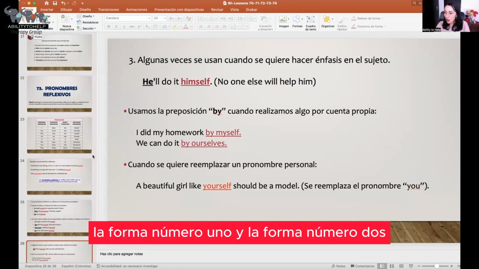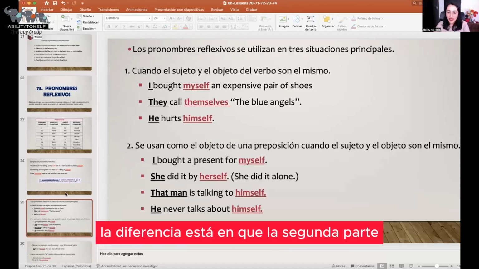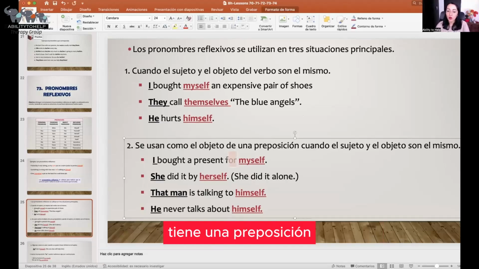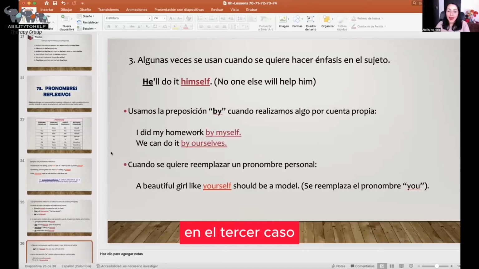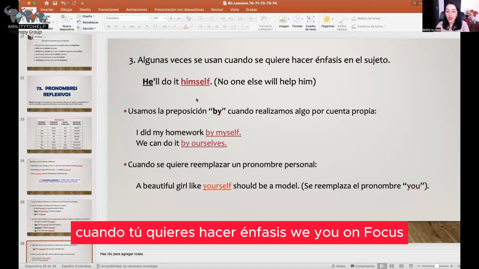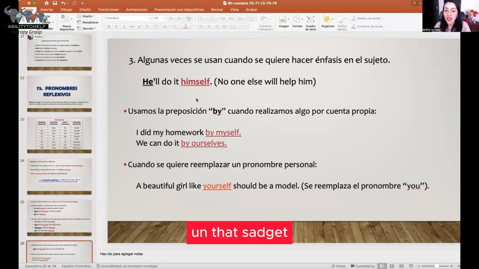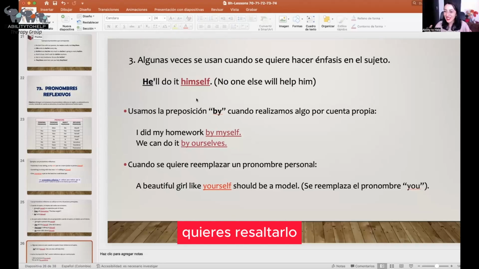Okay. La forma número 1 y la forma número 2 eran la misma. La diferencia está en que la segunda parte tiene una preposición. Eso es todo. Pero en los dos casos, el sujeto y el objeto son el mismo. Ahora, en el tercer caso es cuando tú quieres resaltar al sujeto, cuando tú quieres hacer énfasis, when you want to focus on the subject. Cuando quieres enfocarte en el sujeto, quieres resaltarlo.